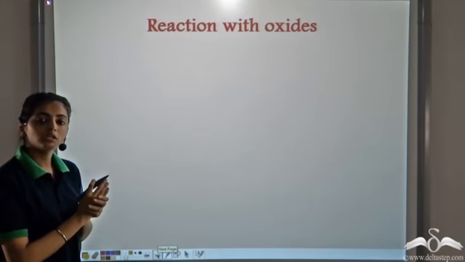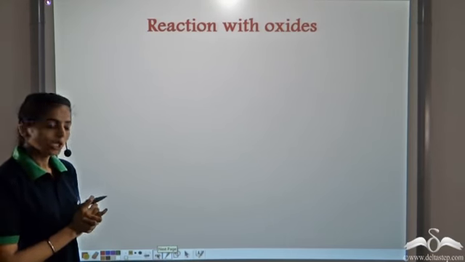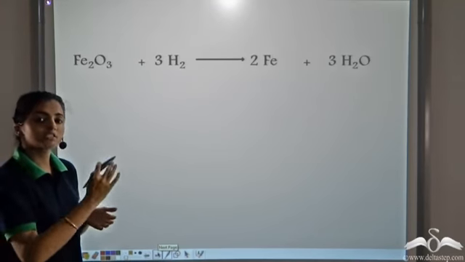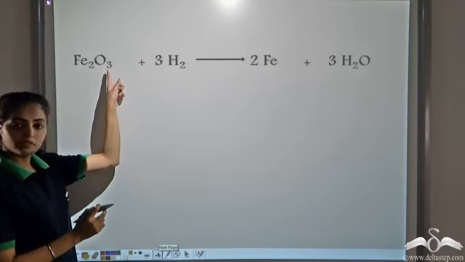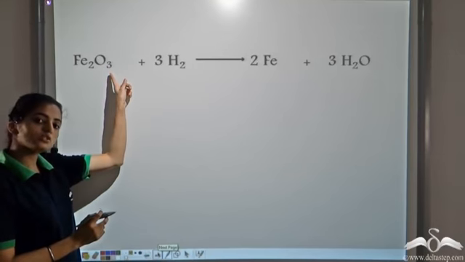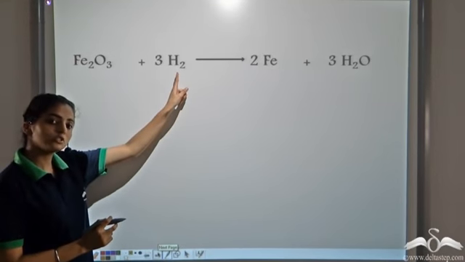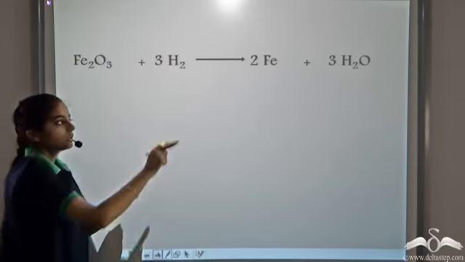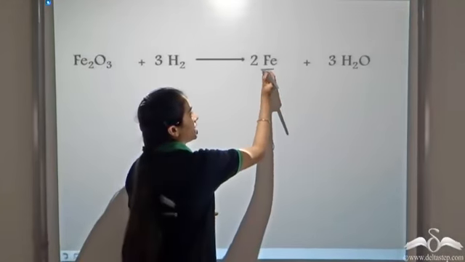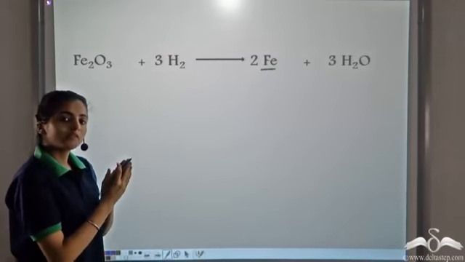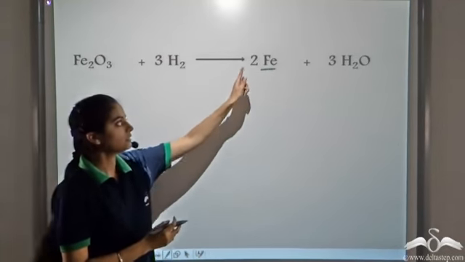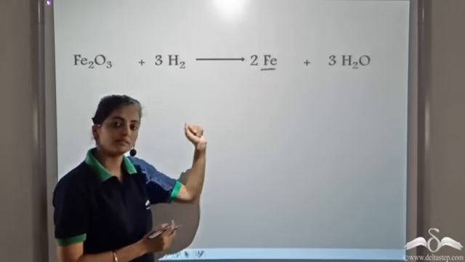How does hydrogen react with oxides? We know that whenever it's possible for water to escape, it tries to escape. So when we have an oxide, say Fe2O3, it reacts with hydrogen. Hydrogen reacts with oxygen to form water, and so we get iron. So whenever it's possible for water to escape, it escapes and it leaves behind the metal, in this case iron.